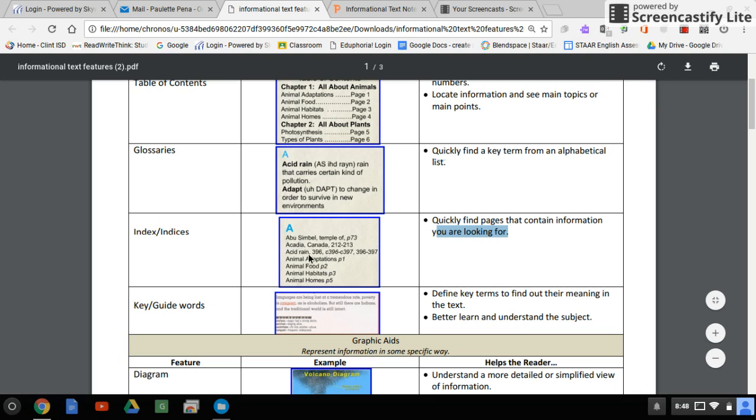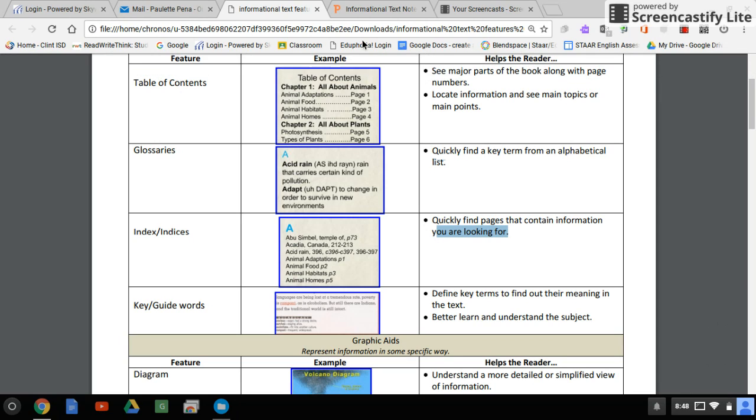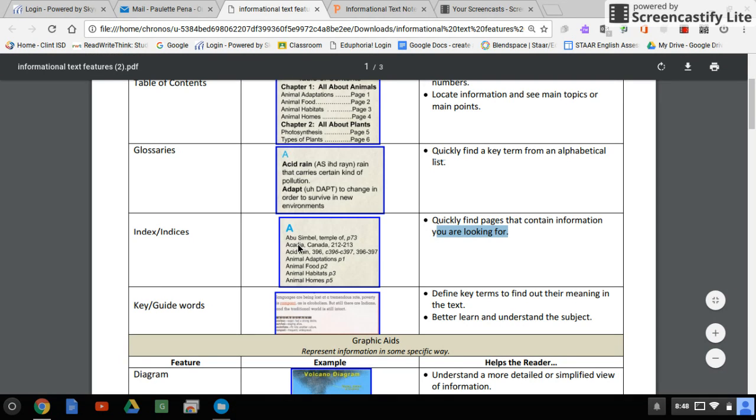If you see the picture in the middle, this is what your index looks like. It's also in alphabetical order and it has just the main word. It's not going to have a definition like the glossary. This one is just the word. Say that you read a chapter and you don't remember where you found the word, you would go to the back index. If you're looking for animal habitats, you would go to page 3 and that whole section is going to talk about animal habitats.